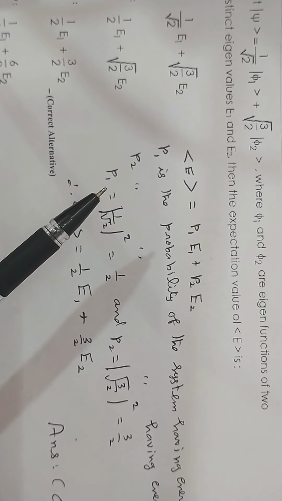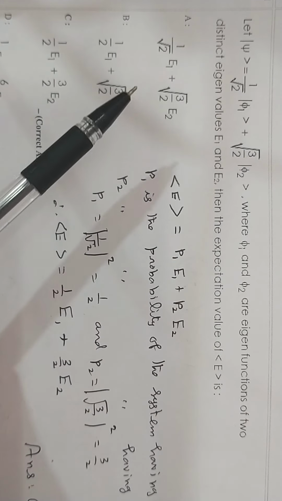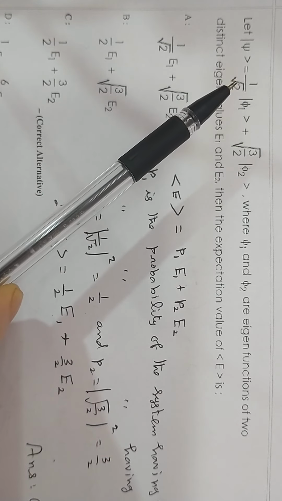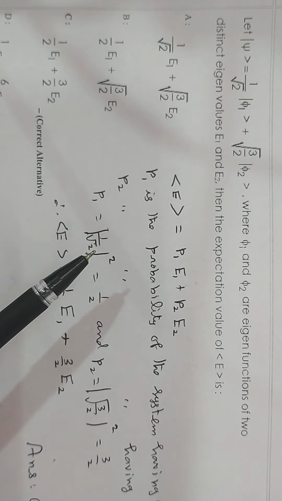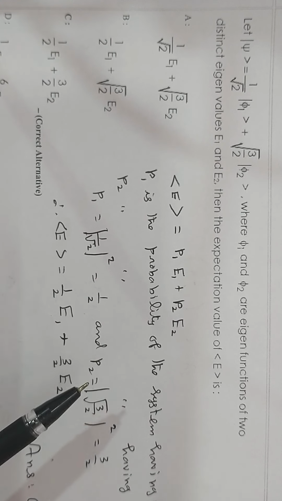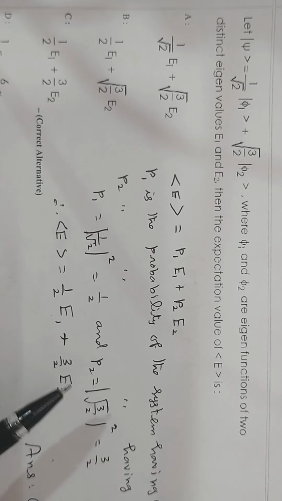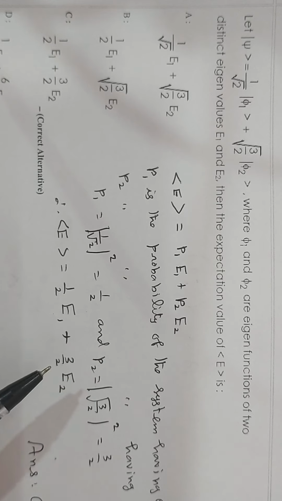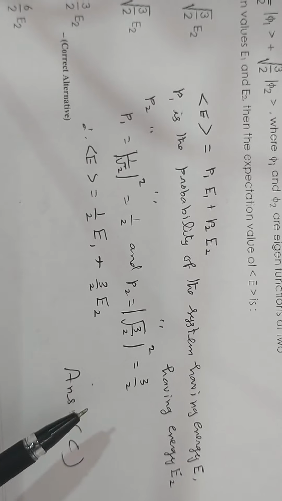And the probability is defined by the modulus of the coefficient square. So P1 is equal to, here 1 by root 2 is the coefficient of the ket phi 1. So you find the modulus square. So that is your P1. So 1 by root 2 mod square is 1 by 2. P2 is equal to modulus of square root of 3 by 2 whole square, which is 3 by 2. So if we substitute these values, the expectation value of E is equal to 1 by 2 E1 plus 3 by 2 E2. So here the correct option is C.